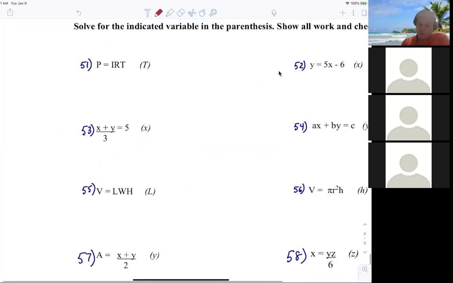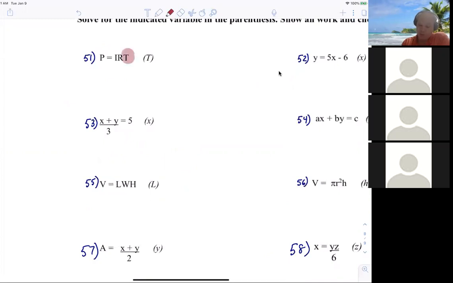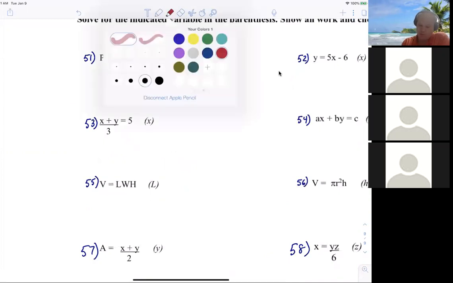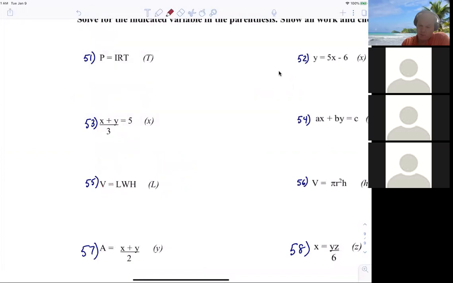So if we're solving for t, that means we're trying to get t by itself. So to solve for t, we have to divide by I and R. So time is your principal divided by your interest rate, your I and your R.